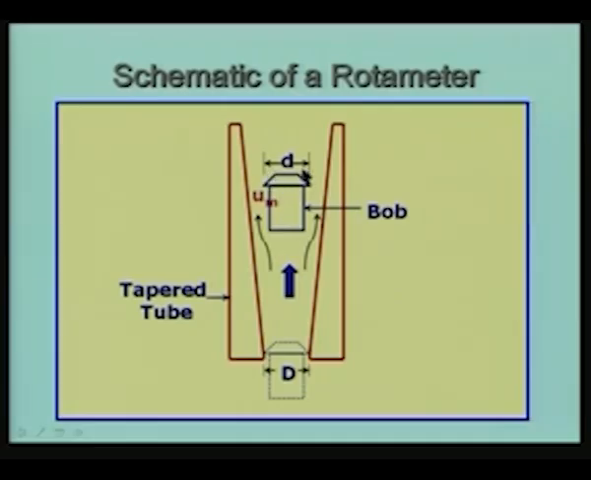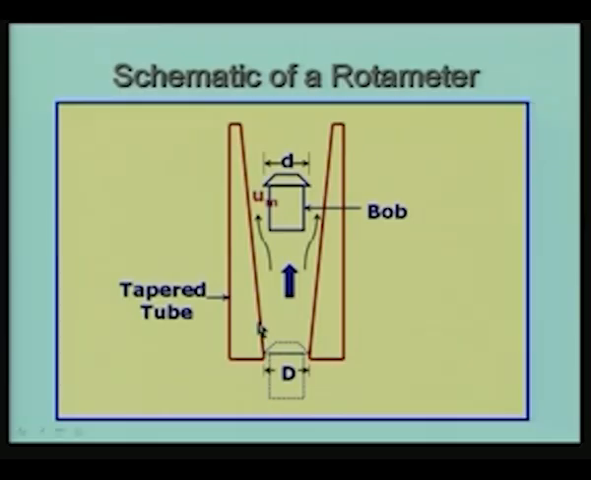The diameter of the bob is this d, and it is normally equal to the diameter at the bottom of the tapered tube. Of course, here I have shown the taper to be very exaggerated. Actually, the taper is very small, and by looking at it we may not be able to say that it is a tapered tube. It is a very small taper we are talking about.